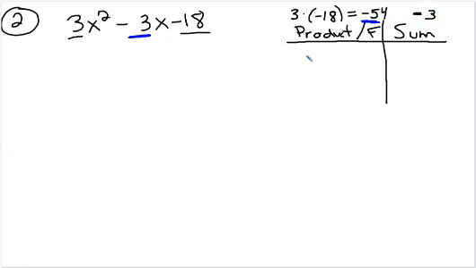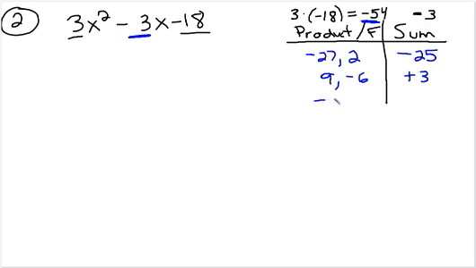So how about negative 27 and positive 2? Those two multiply to get negative 54, but when I add them up, I get negative 25. That doesn't work. I want a negative 3. So I need the numbers to be closer together. How about positive 9 and negative 6? Those two multiply to get negative 54. When I add them together, I get positive 3, but I need a negative 3.